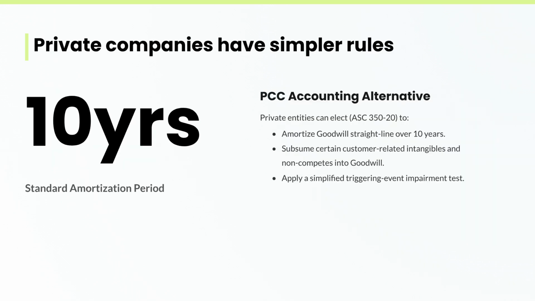Now, if you are working with a private company, US GAAP offers a major shortcut. Under the Private Company Council, or PCC, accounting alternative, private entities can elect to simplify their accounting for intangibles. Most notably, they can choose to amortize goodwill on a straight-line basis over exactly 10 years. They can also fold certain customer-related intangibles and non-compete agreements directly into goodwill, rather than valuing them separately. This drastically reduces the cost and complexity of financial reporting for private businesses.